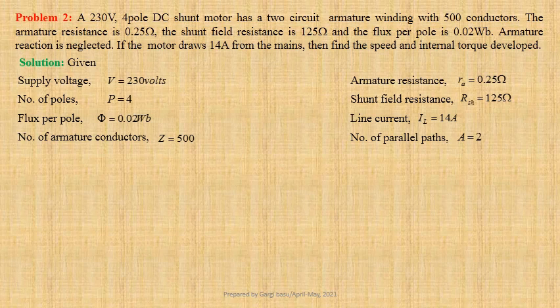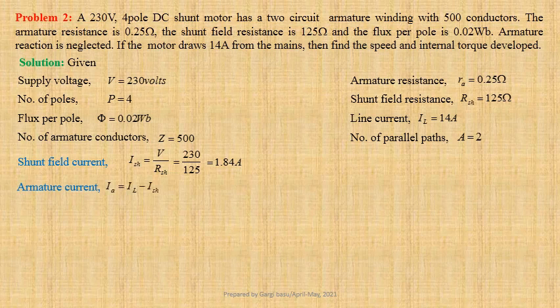Let us now calculate shunt field current. ISH equals V by RSH. Using values, we get 230 by 125, that is equal to 1.84 ampere. Armature current IA equals IL minus ISH, that is equal to 14 minus 1.84, that gives us 12.16 ampere.